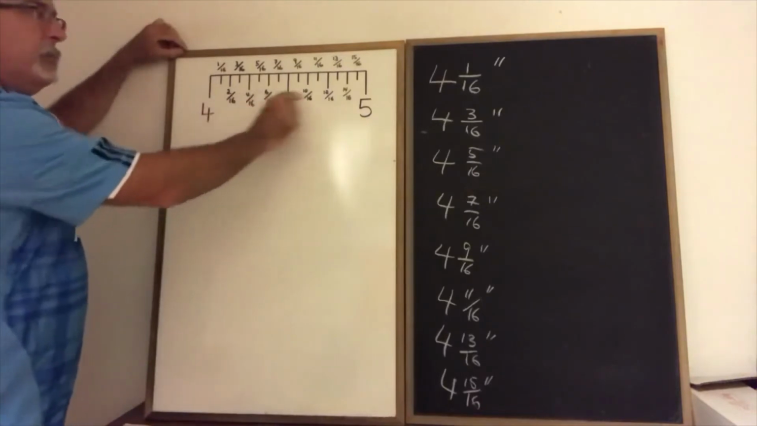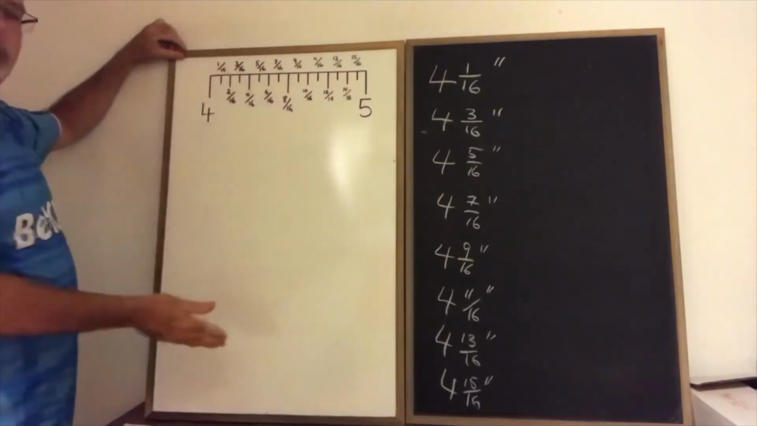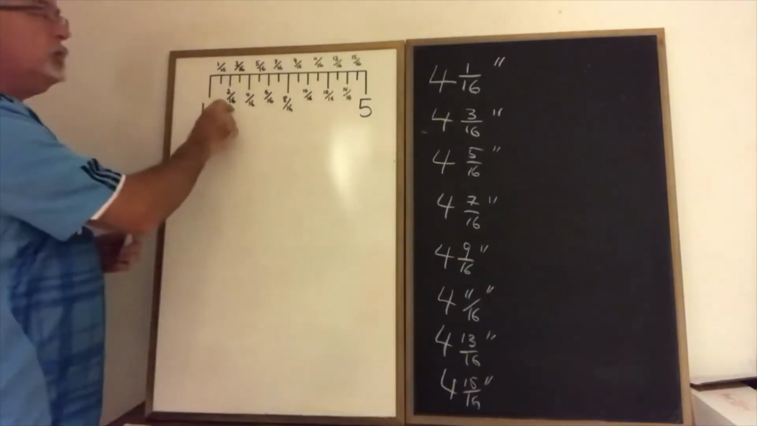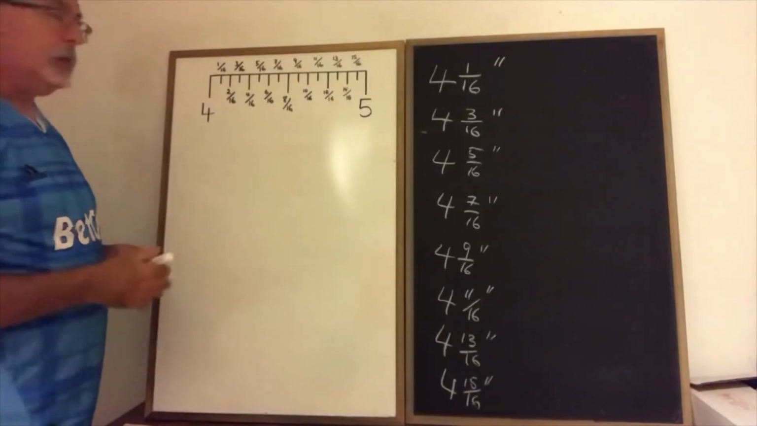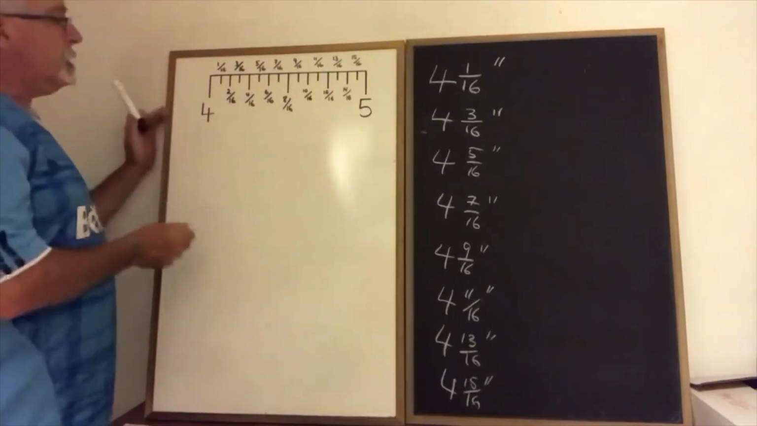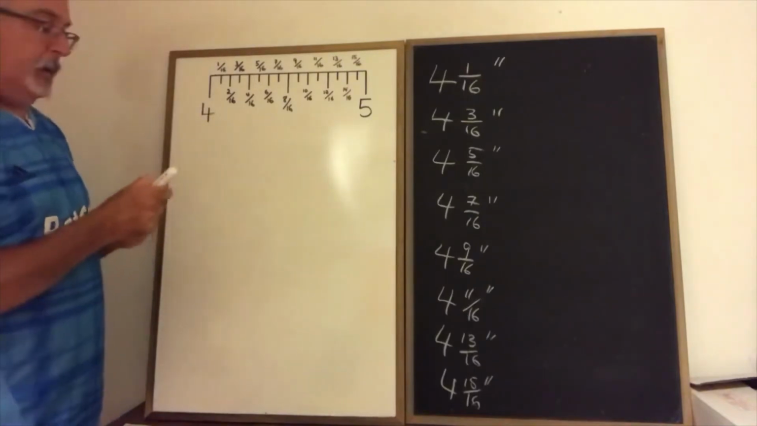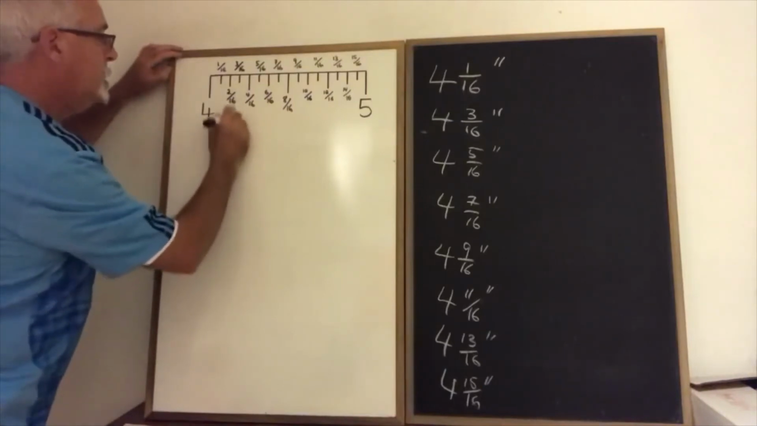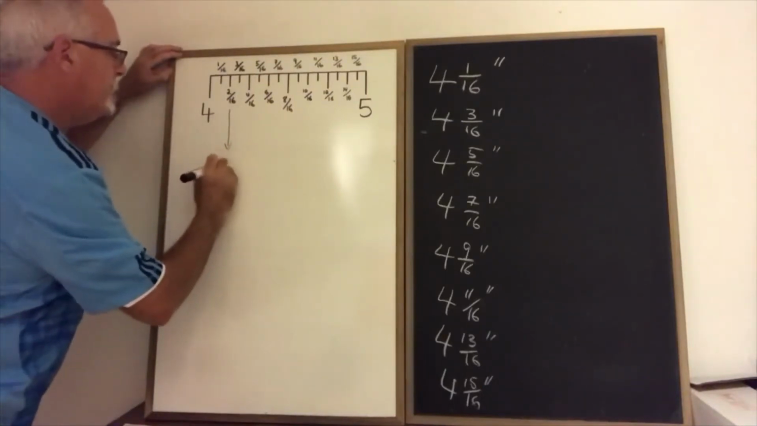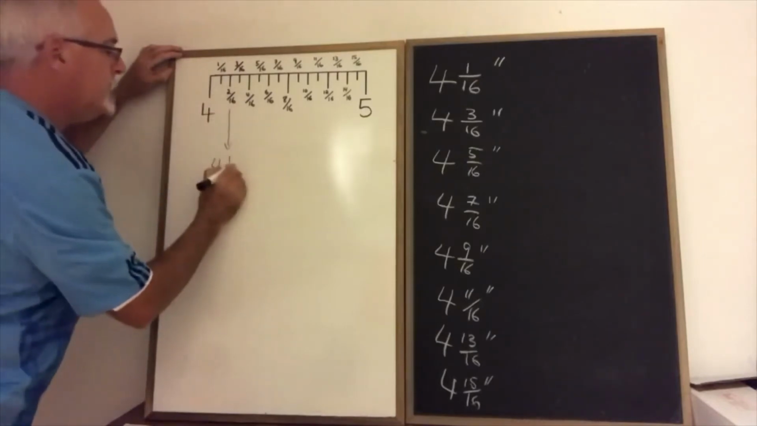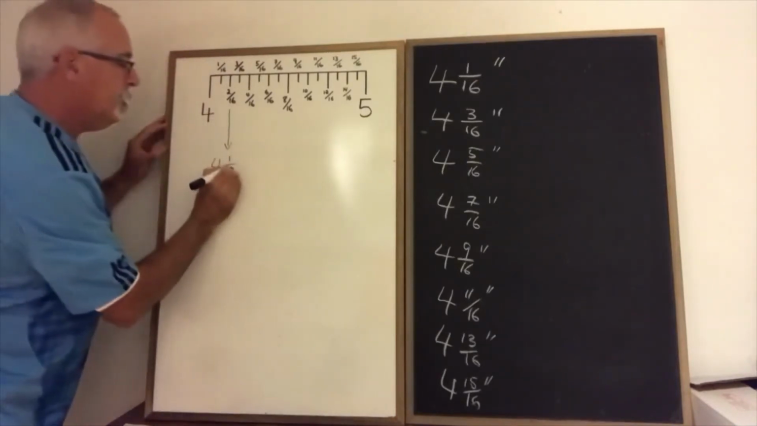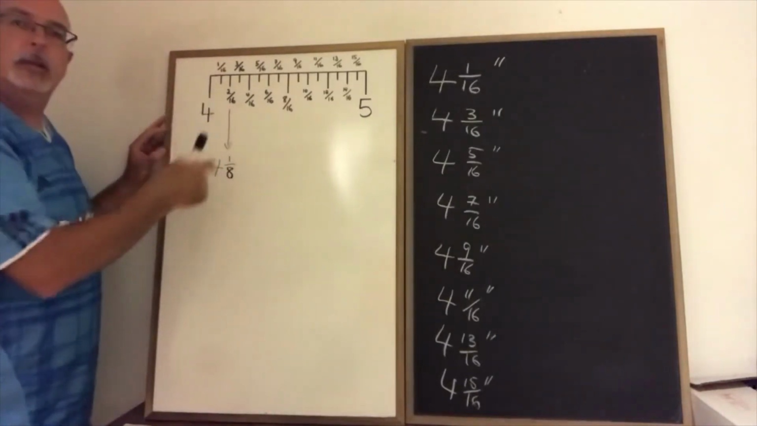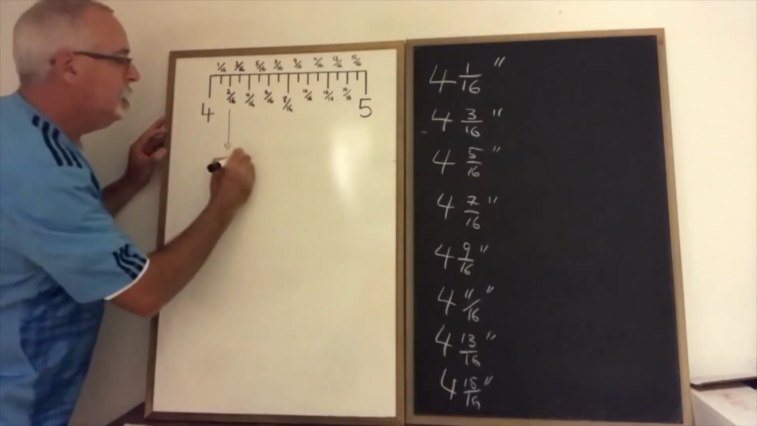The even numbered numerators, all of those fractions can be reduced. So let's reduce them. What do we do to reduce a fraction like 2/16? We look for the greatest common factor between the numerator and the denominator. And the greatest common factor between 2 and 16 is 2. Then we divide both top and bottom by 2. 2 divided by 2 is 1. And 16 divided by 2 is 8. So what we have here, this fraction 4 and 2/16, is expressed as 4 and 1/8 inches.